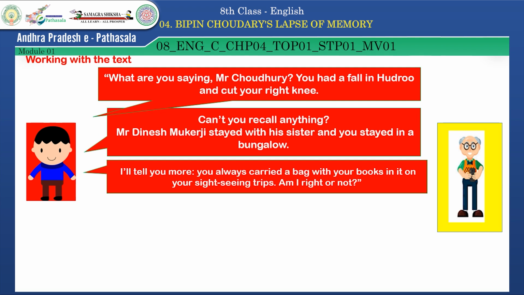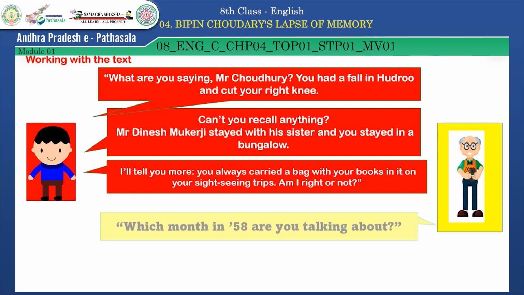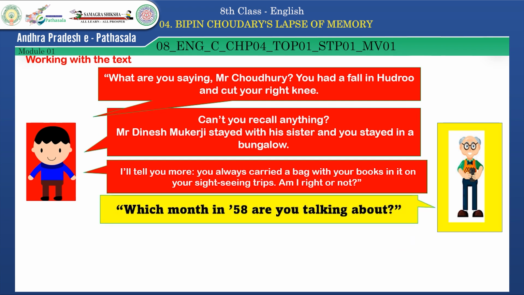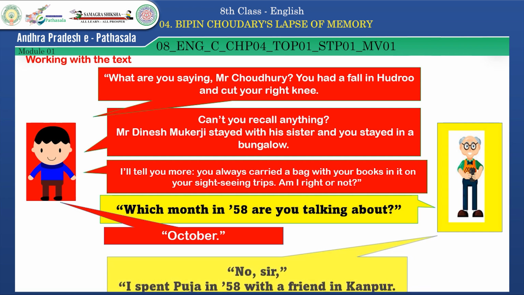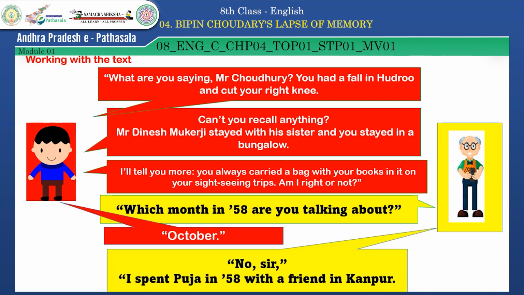Now for this, Bipin Babu asked, which month in 58 are you talking about? October. No sir, I spent puja in 58 with a friend in Kanpur. So finally, again Bipin refused that. He knew Parimal. He did not believe whatever Parimal is saying. Right?